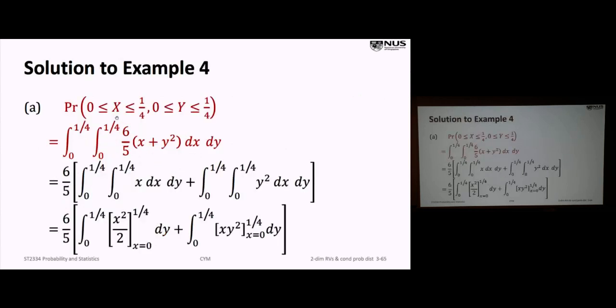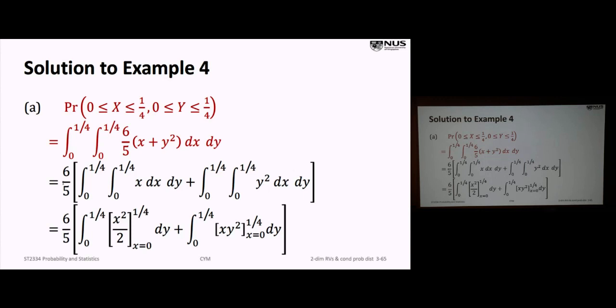Okay, part A. So now we want to compute the probability that x lies in the interval 0, 1 upon 4, and y lies in the interval 0, 1 upon 4. This is straightforward, because now all I have to do is take my joint PDF, which was the thing that you saw at the beginning of the example. I integrate x between 0 and 1 upon 4, and then I integrate y between 0 and 1 upon 4. And as I have said, you could do y first, then x. It will not matter here. Okay, very good. So then we take the factor 6 over 5 outside the integral. That's what you've done there.